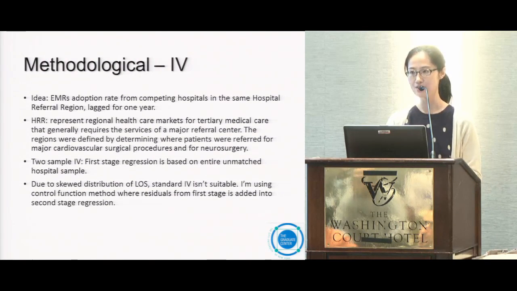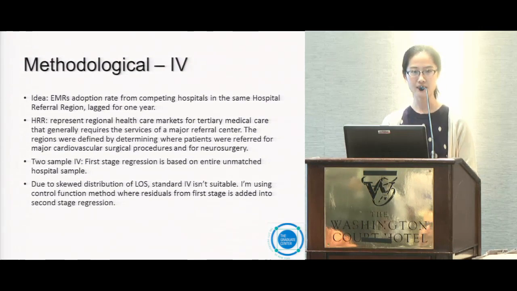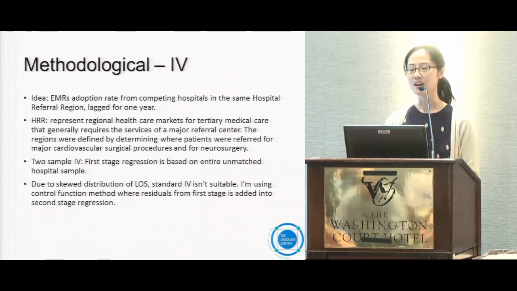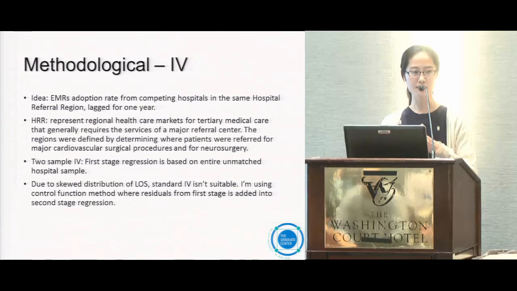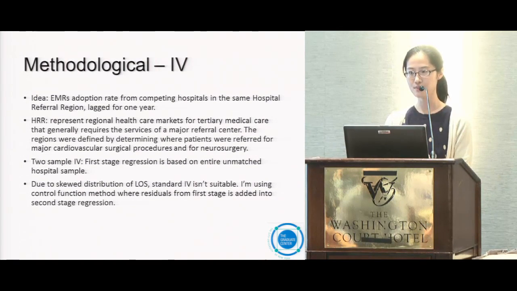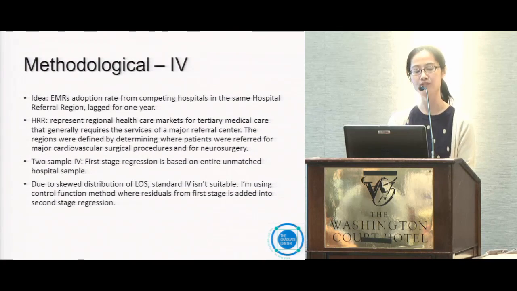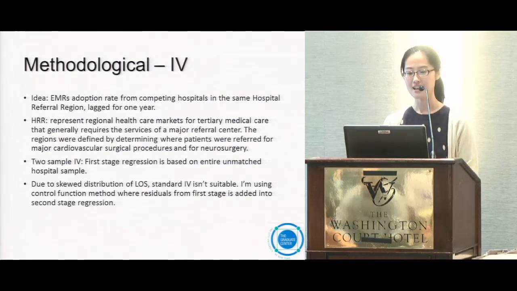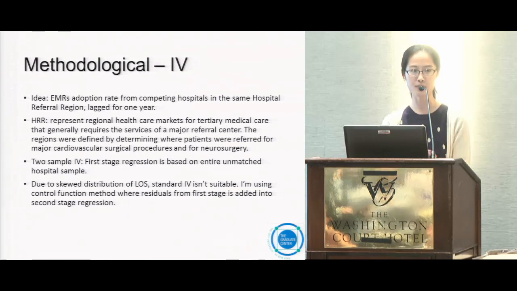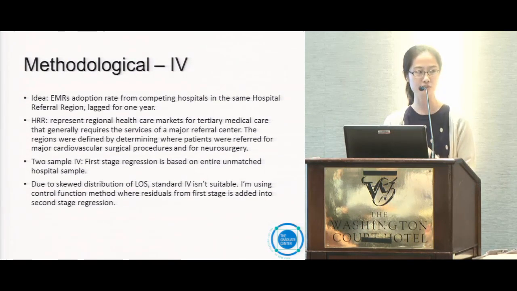The identification strategy in my paper is mainly using the instrumental variable. I am using the focal hospital's competitors' adoption rate one year ago as the instrument for the hospital's own decision of whether to adopt the system or not. And the hospital competitors are defined by the hospitals within the same HRR, the hospital referral region area.